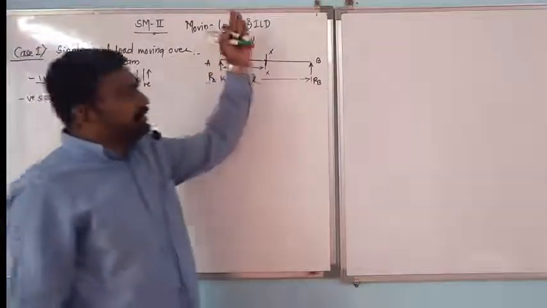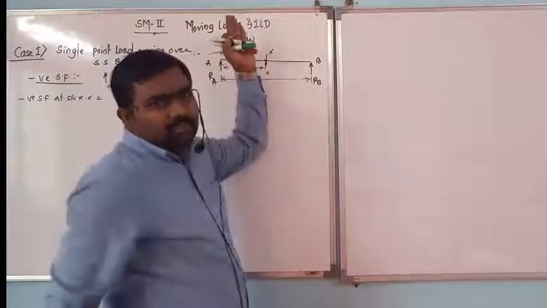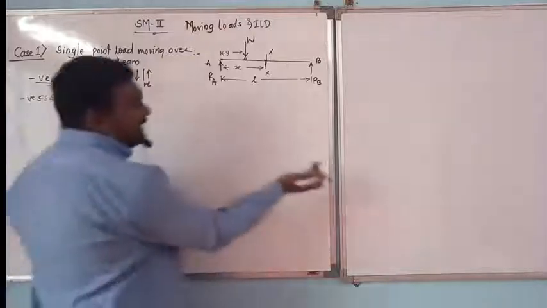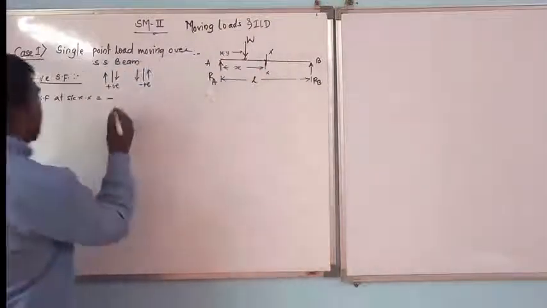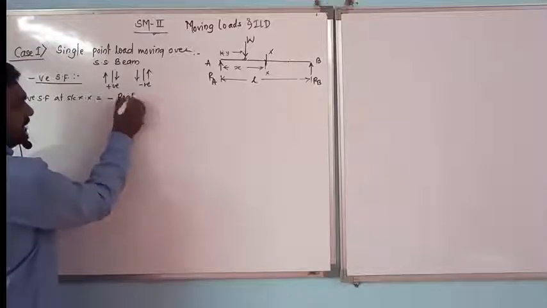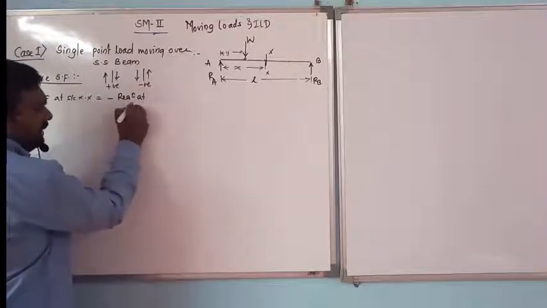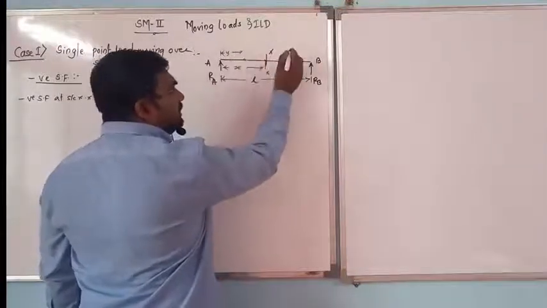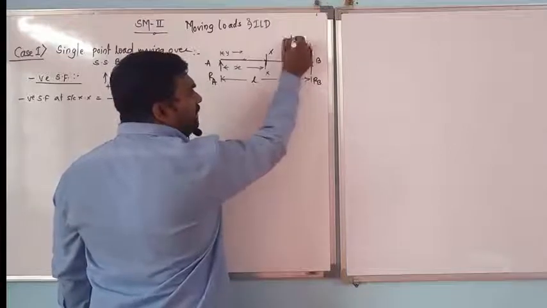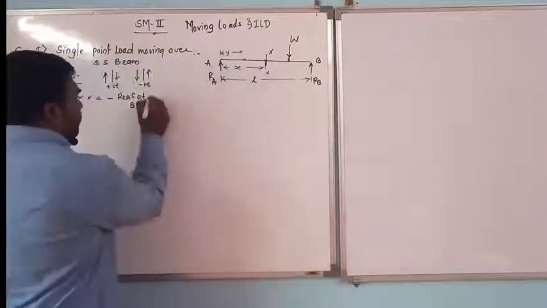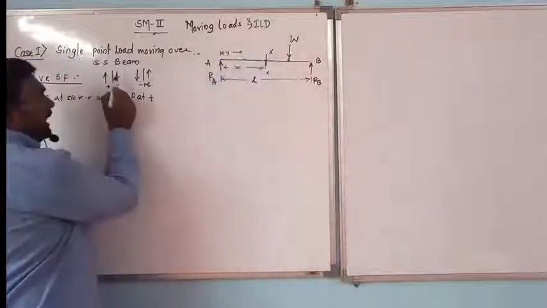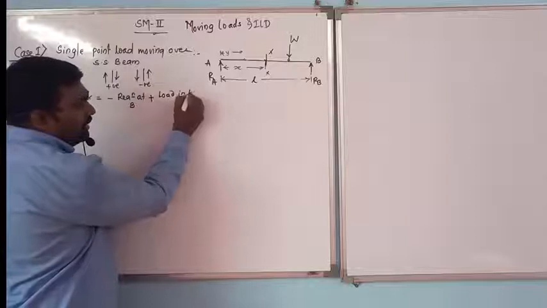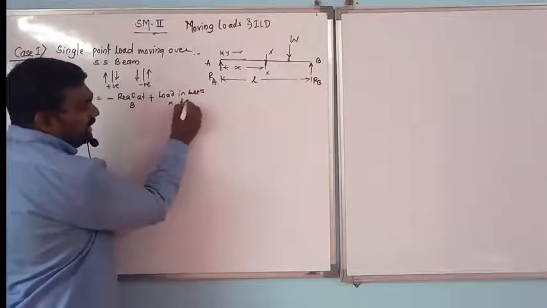I will assume the section XX, and I will take the shear force from the right hand side. So on the right hand side the shear force will be minus, since the reaction RB I have assumed is acting in the upward direction, I will take it as minus reaction at B. And if this load W is moving and comes in between X and B, then it is moving in the downward direction, right side downward, it is positive, so it is load in between X and B.